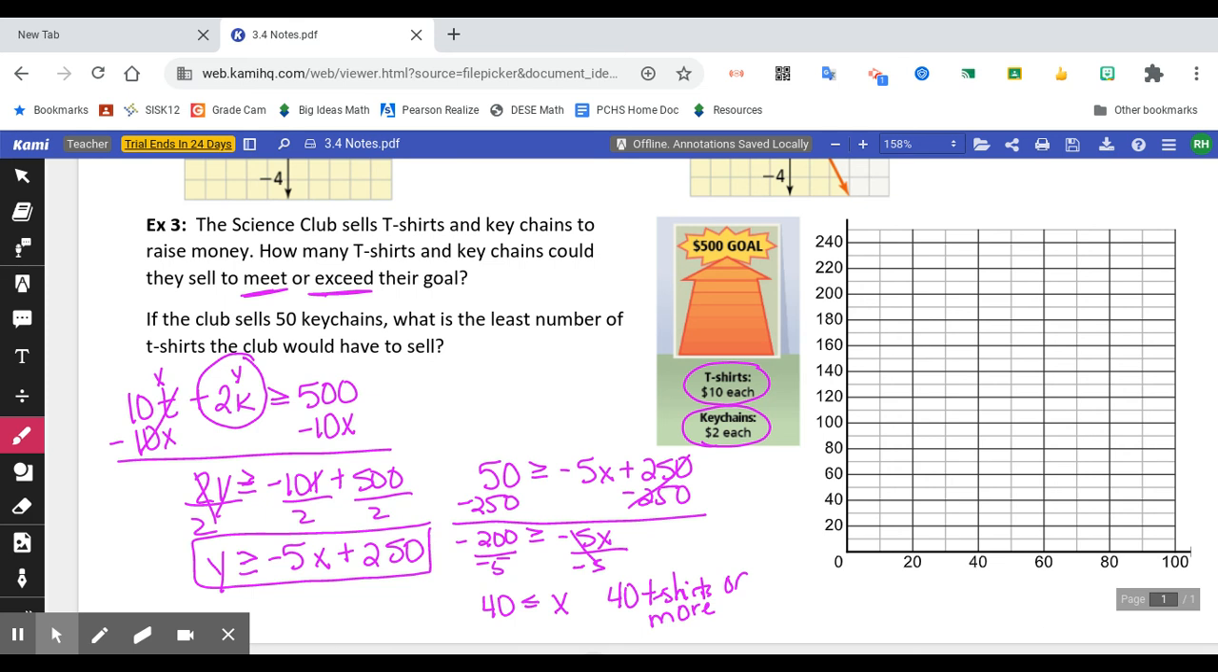Okay, so 250 is up here. Down 5 would be 1, 2, 3, 4, 5, over 1. Okay, so this is a solid line.